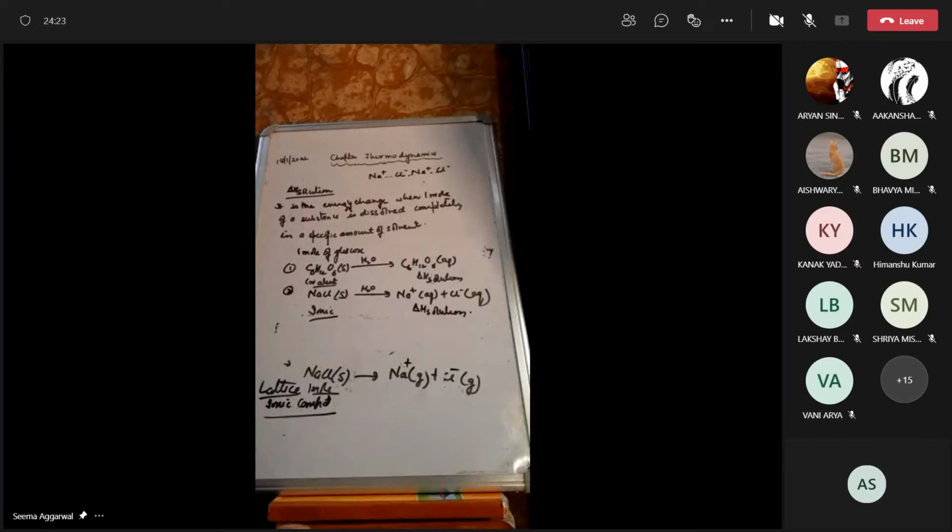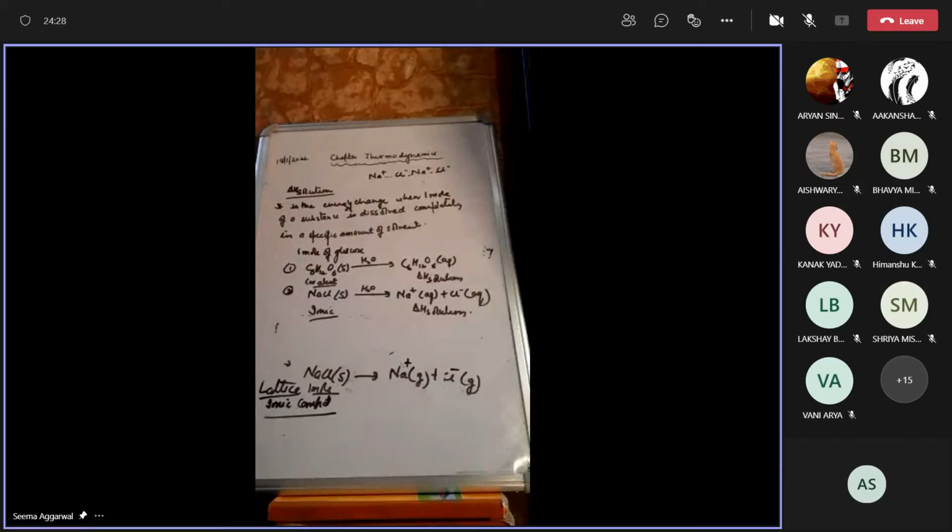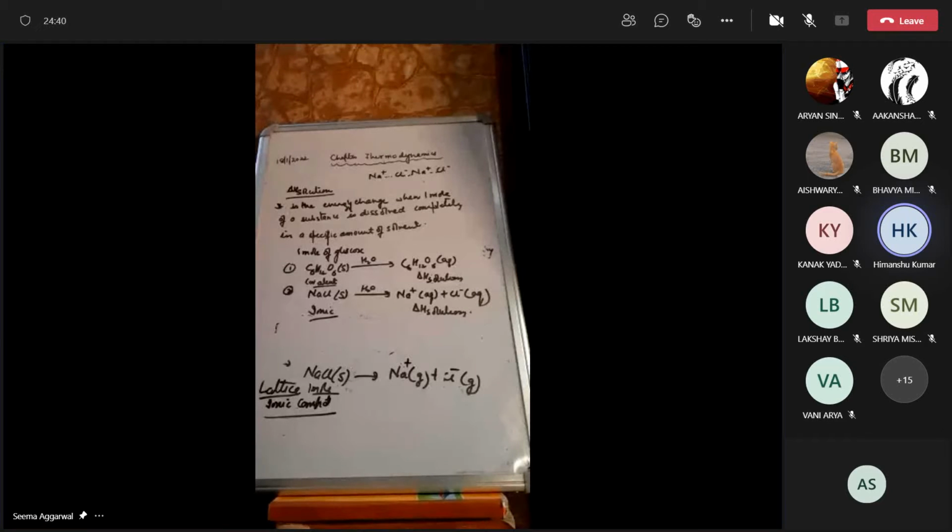Here the solvent will always be water. Generally it is water, but it can be alcohol also. Commonly, in 90% of the cases, the solvent is water, but it can be alcohol, benzene, or ether also. Ma'am, but in the case of water, delta H of solution will be equal to delta H of hydration, if we take water as the solvent?